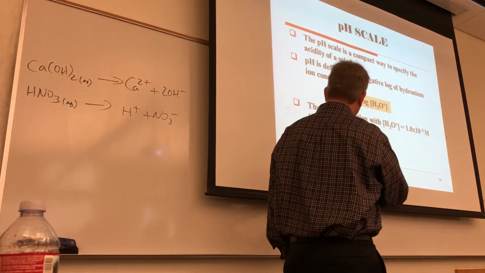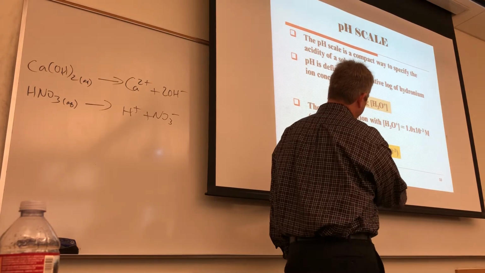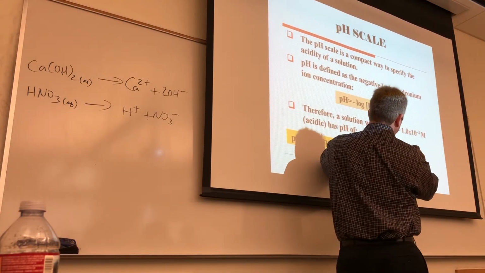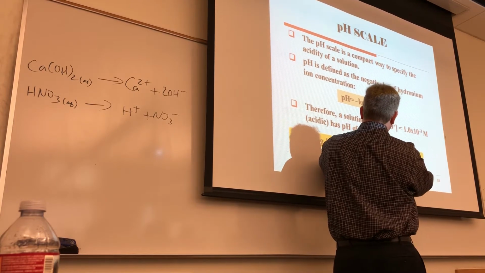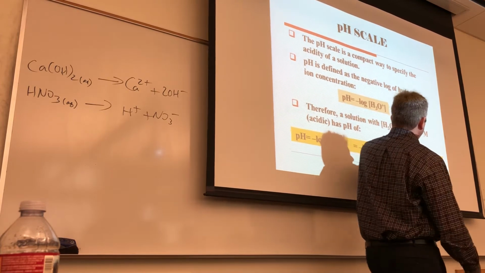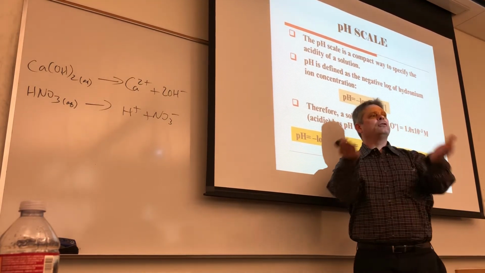I plug this into here, and then I put in my calculator this. Remember, there is a negative here. So you put this in the log, it gives you negative 3.00. And then you have a negative in front, so negative times negative is positive. So the pH is actually 3.00, which is less than 7, and therefore you know it's acidic.